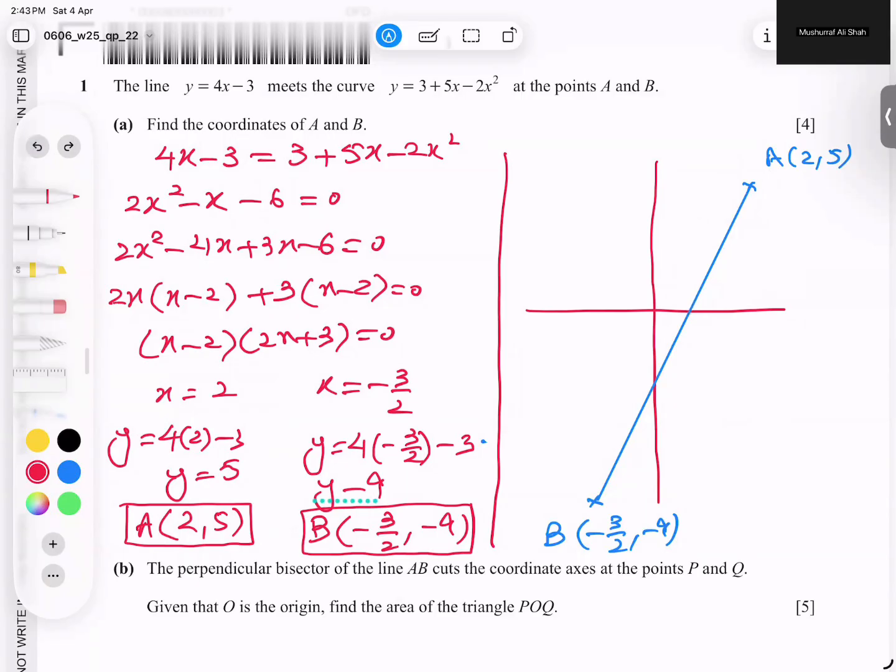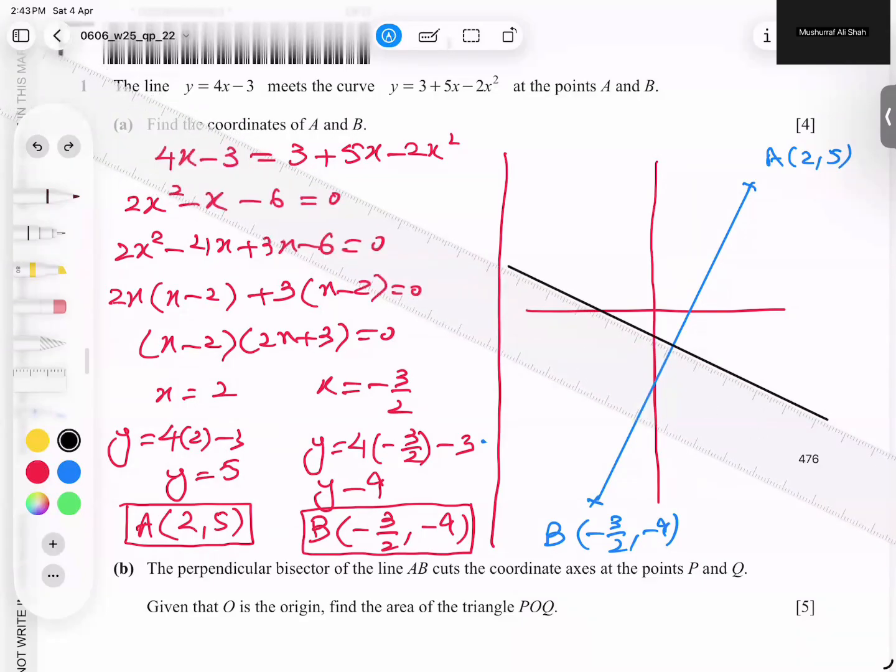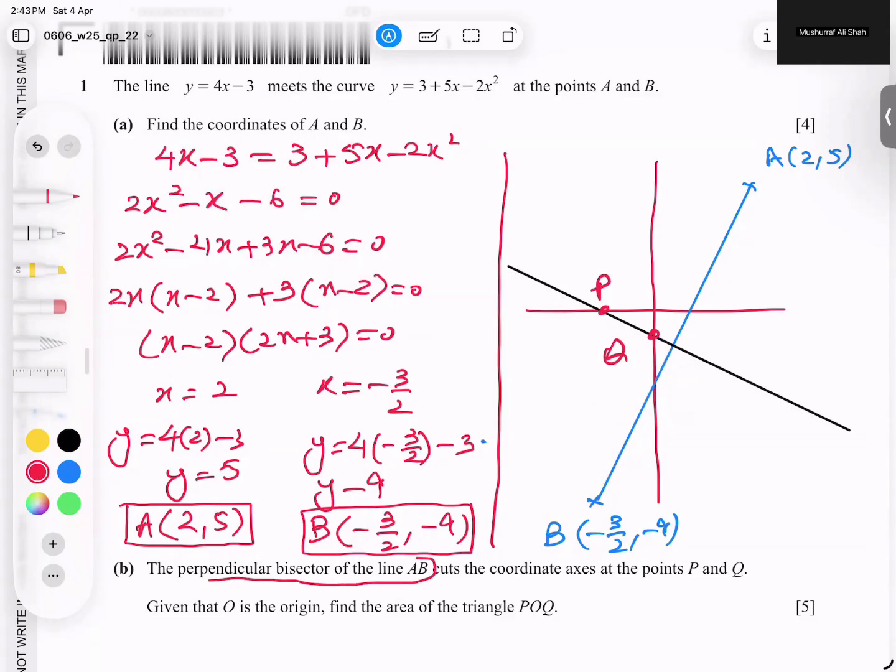What is the mistake? He said perpendicular bisector of AB. Sorry to say, it means I have to take a look, rotate, and rotate. And this is a perpendicular bisector. Hold on. I have done wrong planning here, but now it is right planning. The black color line is basically the perpendicular bisector. I think now you people understand well. And this point is P and this point is called Q. And repeat again, the perpendicular bisector of line AB cuts the coordinate axes at P and Q. Okay, and O is the origin, and find the area of the triangle POQ.